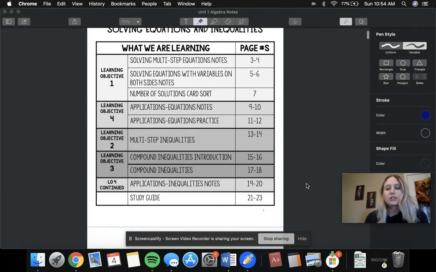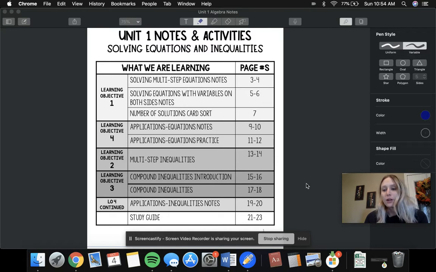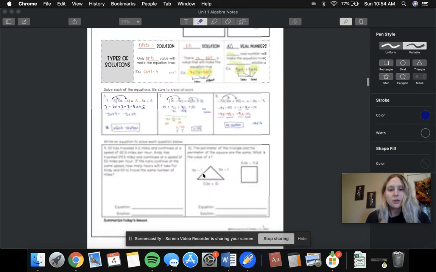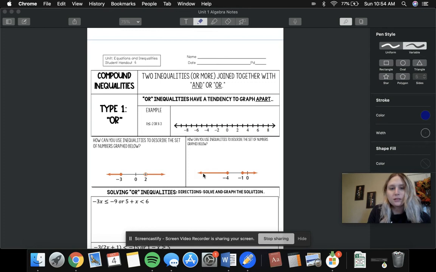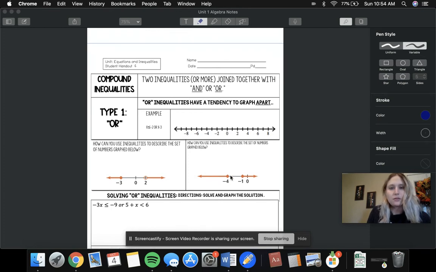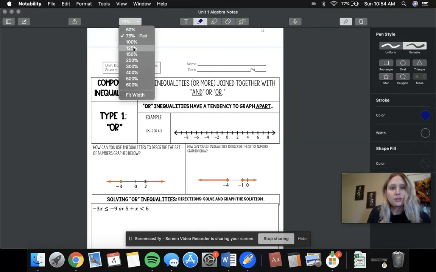So today we're going to talk about it and solve a couple, and then you guys will solve a couple. We're going to be on pages 17 and 18 in our notes. So we'll go ahead and go there. All right. I'm going to go ahead and zoom in.